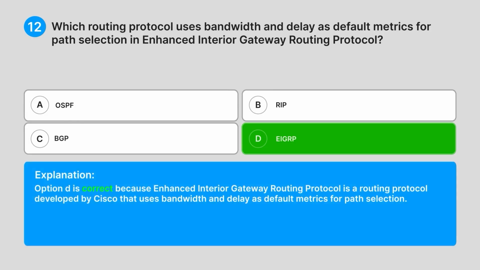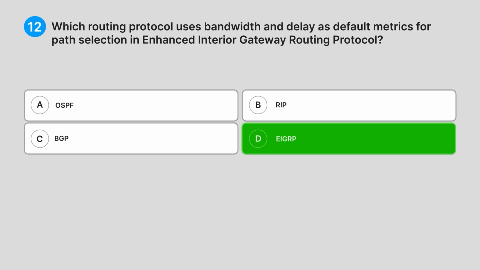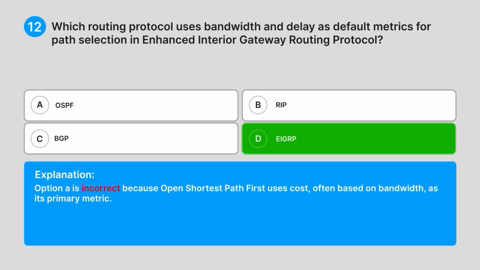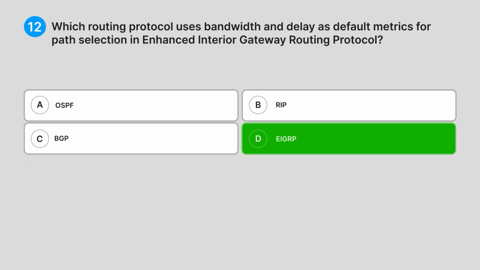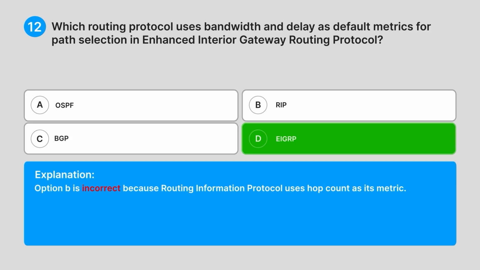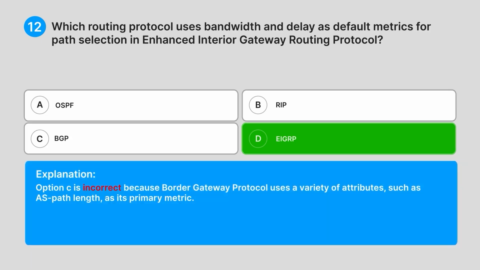Explanation: Option D is correct because Enhanced Interior Gateway Routing Protocol is a routing protocol developed by Cisco that uses bandwidth and delay as default metrics for path selection. Option A is incorrect because Open Shortest Path First uses cost, often based on bandwidth, as its primary metric. Option B is incorrect because Routing Information Protocol uses hop count as its metric. Option C is incorrect because Border Gateway Protocol uses a variety of attributes such as AS path length as its primary metric.